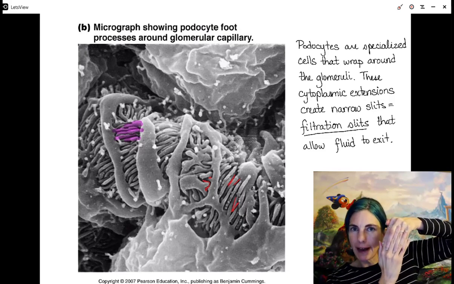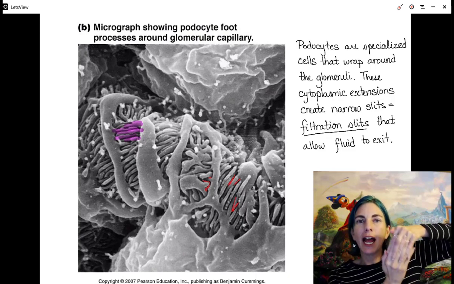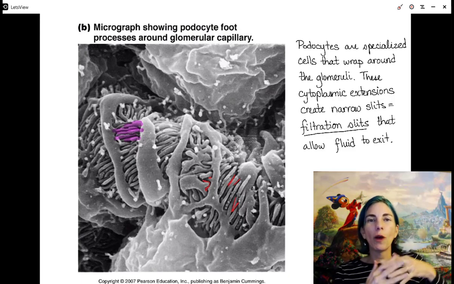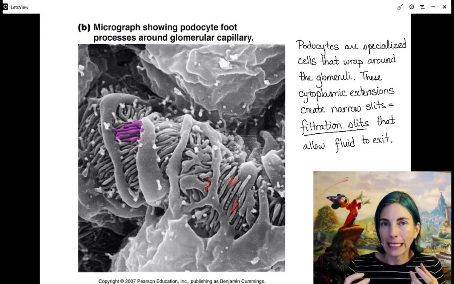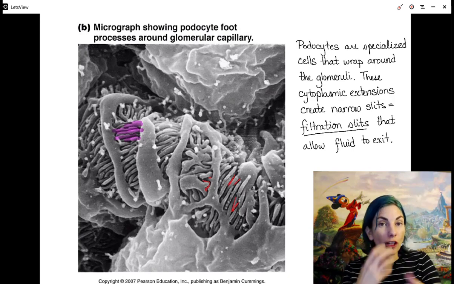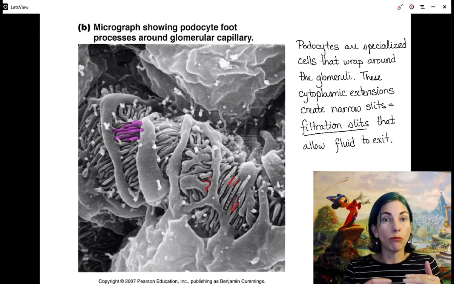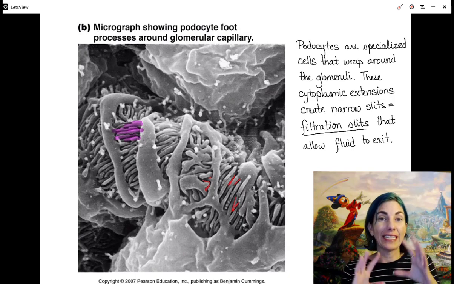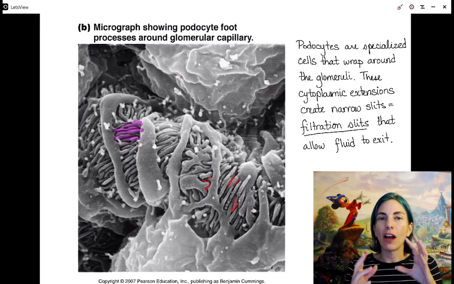Is anything getting through that? Not really, right? I mean, very little. So if your podocytes are actually too tight, then your glomerular filtration rate is too low. And it turns out that that's actually a thing, to have a glomerular filtration rate that's too low.